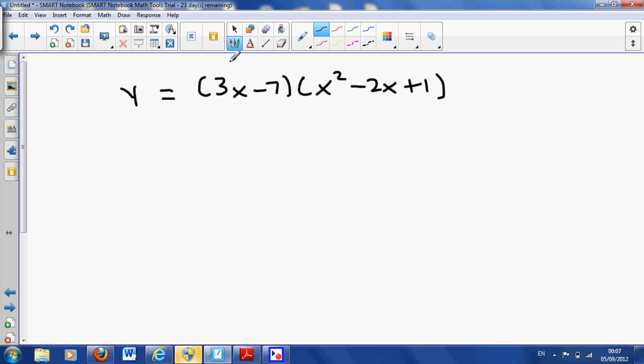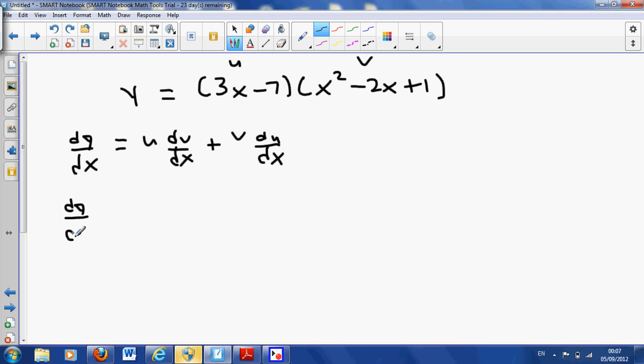Next of all, do your u and v as discussed before, and the product rule is dy/dx ends up to be u dv/dx plus v du/dx. Okay, now with this in mind, we'll figure out what dy/dx is. So u is 3x minus 7.